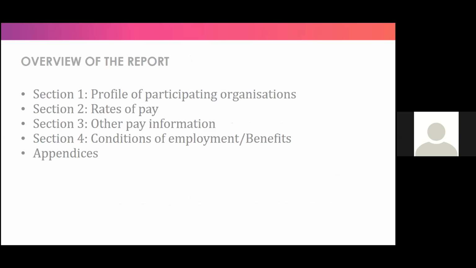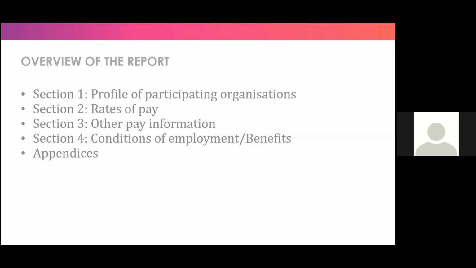So the overview of the report. Within the report, obviously, there's the profile of participating organisations. So we look at those 346 organisations. What are they? Who are they? Where are they based? What kind of work they do? We provide information on a broad range of rates of pay, everything from, you know, manual work, kitchen workers, cleaners, all the way up to CEO rates.